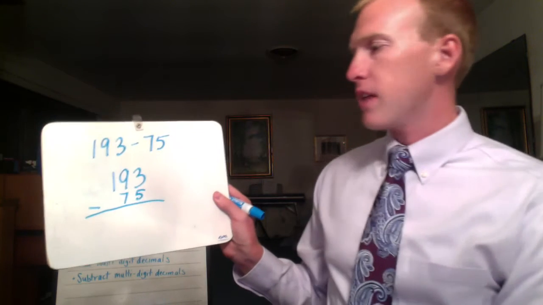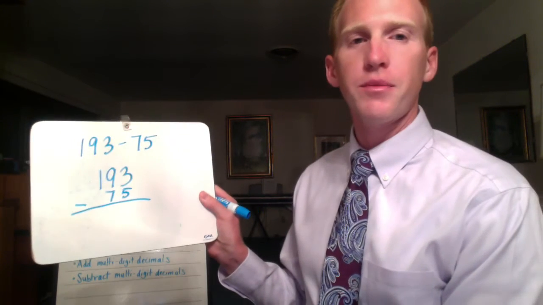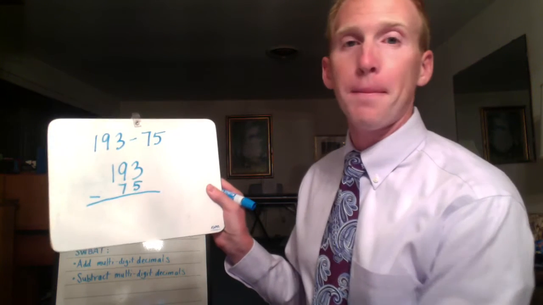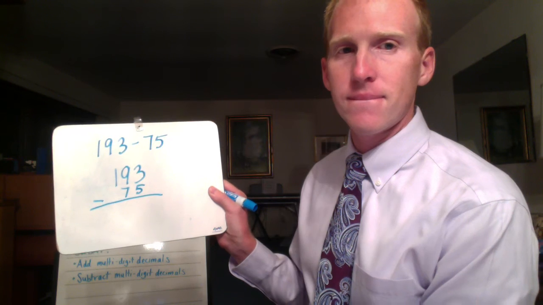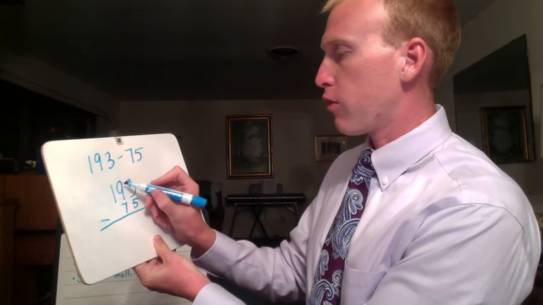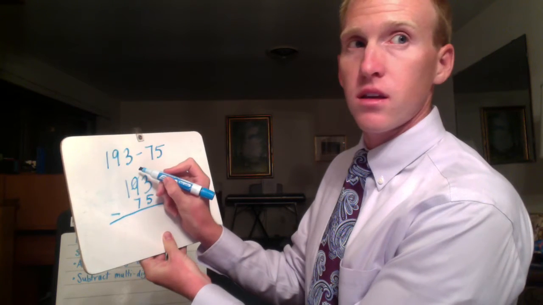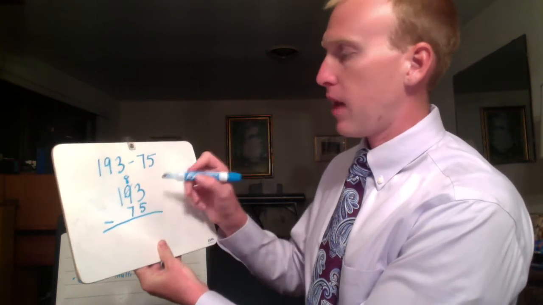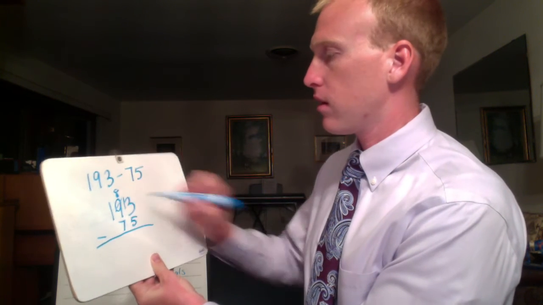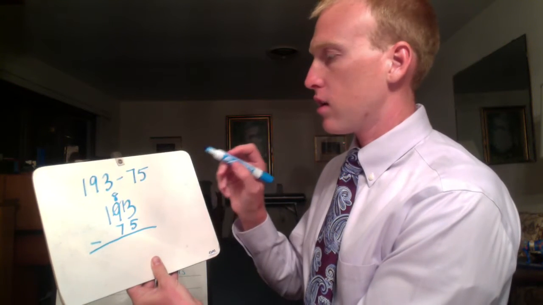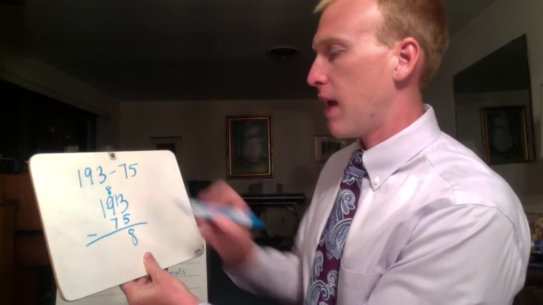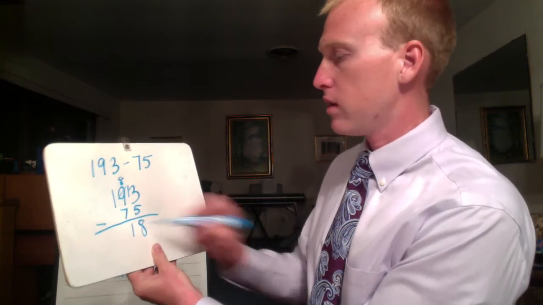All right, Sarah, can we do 3 minus 5? No, we cannot. You're correct. So we need to do what? Exactly, we need to borrow from the 9. So we're going to borrow from the 9, make this a 8, that's correct. And we're going to make the 3 into a 13. Very good. So can we do 13 minus 5? Yes, we can. That's an 8. 8 minus 7? That's a 1.